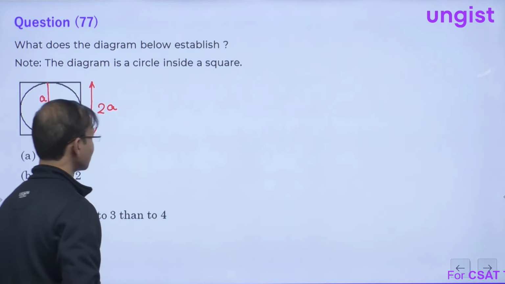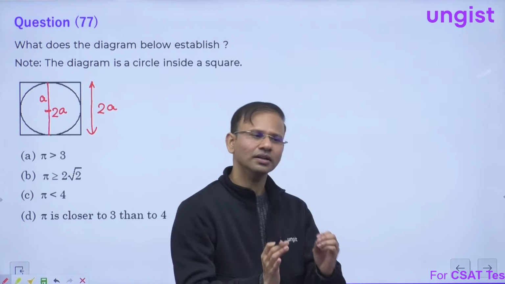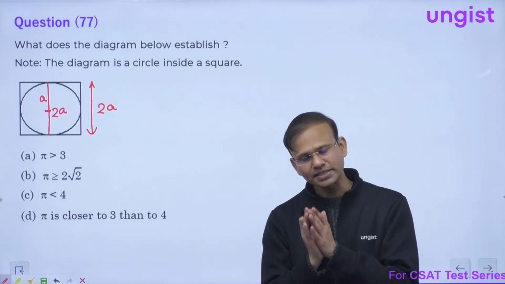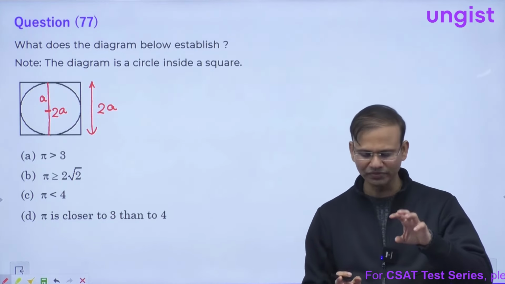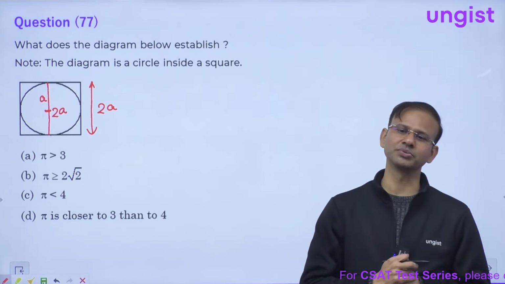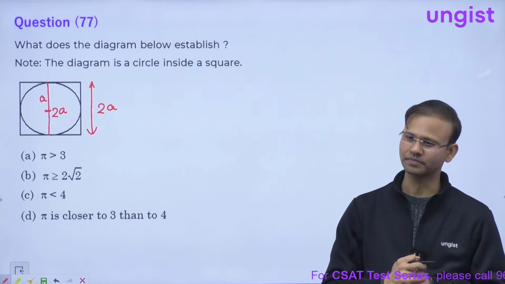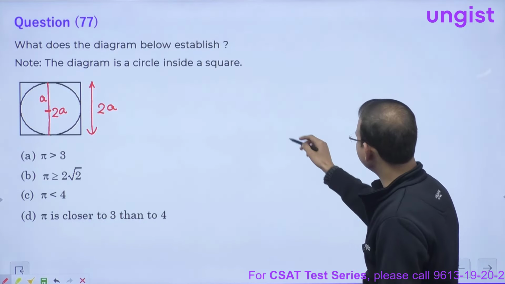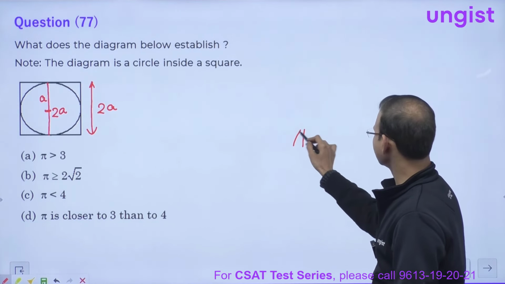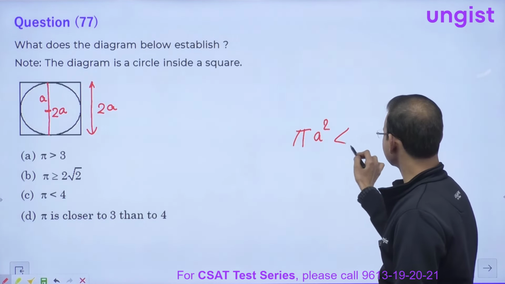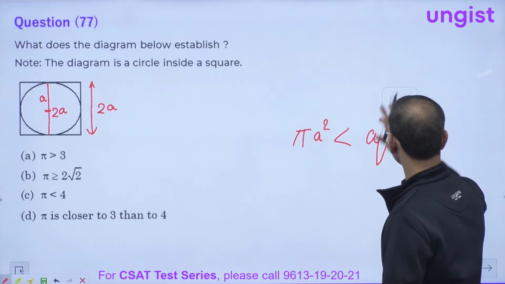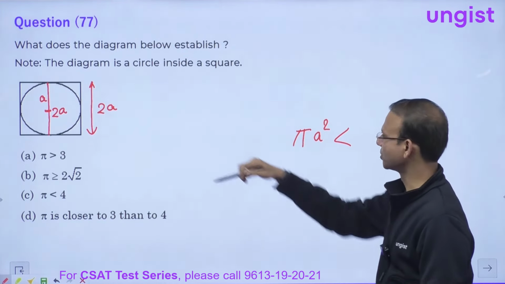Now friends, the question is saying the diagram is the circle is inside the square. So if the circle is inside the square, then obviously the area of the circle will be lesser than the area of the square, right? So pi a square will be lesser than, sorry, 2a square, because the side of the square is what? 2a.